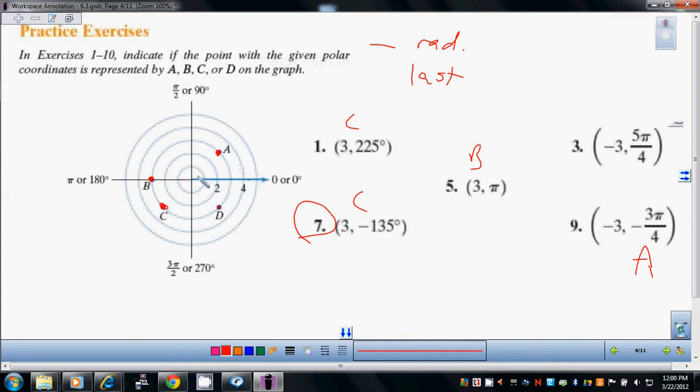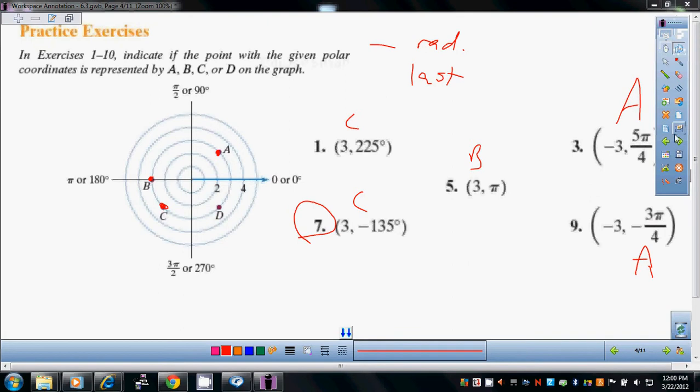Very good. All right. You come out 3 units. 5 pi over 4 is here in your unit circle. Negative radius flips you over the origin, and it is also A. Very good. Questions about how we're graphing these? Good, because we're moving on.